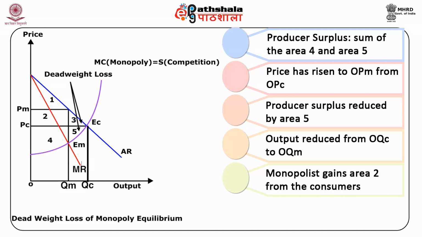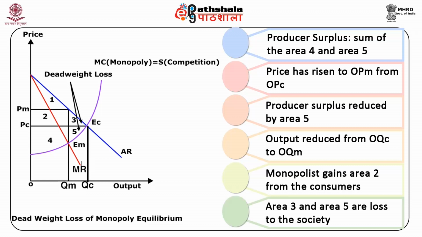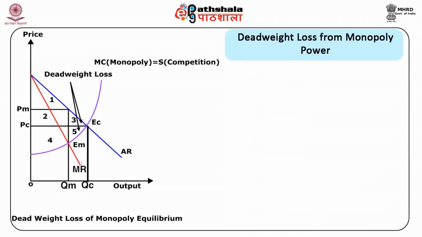The loss to the producer is less than its gain. Thus, area 3 and area 5 are lost to society. Deadweight loss from monopoly power.